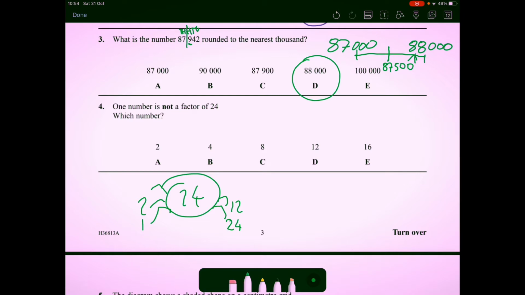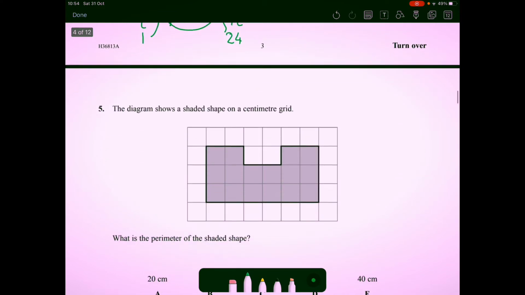I then ask, does 3 go into it? Yes. From my tables knowledge, 8 times. Does 4 go into it? 4 times 6 is 24. And we can basically see the only number between the 4 and the 6 is a 5, and we know the 5 doesn't go into it. All we've got to do now is look at which of these numbers is not in this list. So the number that isn't a factor of 24 is E, 16.